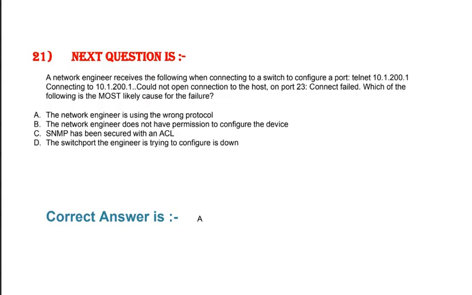Question is, a network engineer receives the following when connecting to a switch to configure a port. Telnet, connecting to the switch. Could not open connection to the host on port 23, connect failed. Which of the following is the most likely cause for the failure? Option A, the network engineer is using the wrong protocol. Option B, the network engineer does not have permission to configure the device. Option C, SNMP has been secured with an ACL. Option D, the switch port the engineer is trying to configure is down. Correct answer is option A.